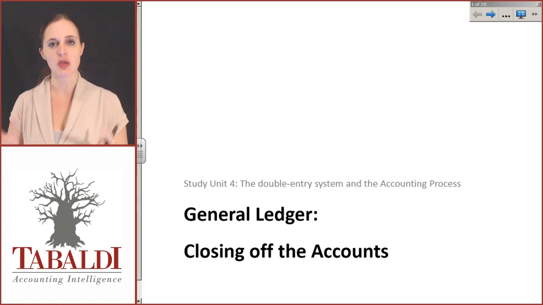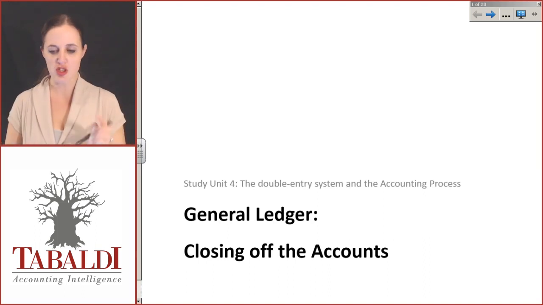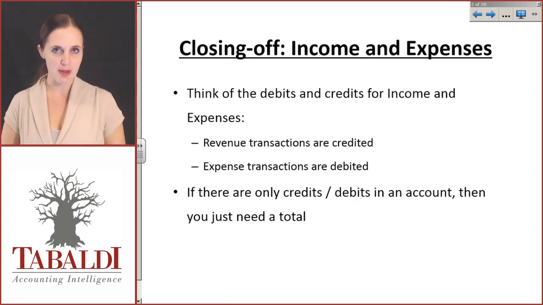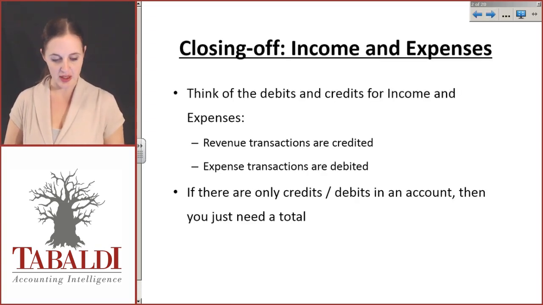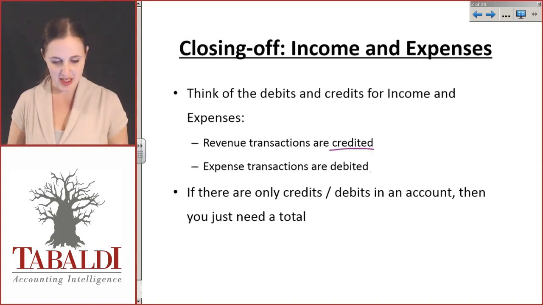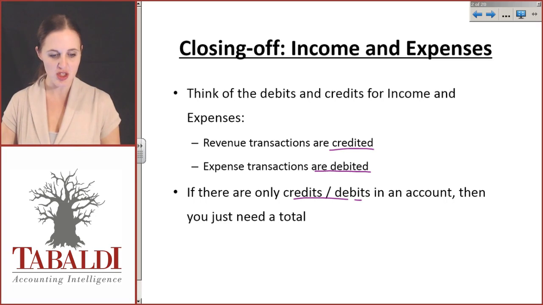At the end of the month, we need to total these. We need to take them further, and it doesn't help us just to have rows and rows and rows of information. We need to make sure we can summarize it, and this is what we call closing off the general ledger. If we think of the debits and credits for income and expense accounts, our revenue transactions are credited, our expense transactions are debited, and if there are only expense or only credits or debits in an account, it's a lot easier to deal with because you can just total them.